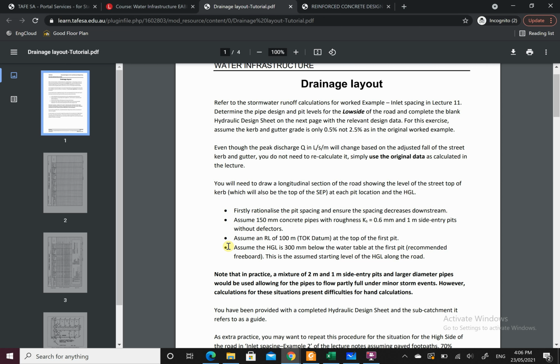Remember, our hydraulic grade line is the pressure line of our fluid in a pipe. If we were not to encapsulate that fluid, we'd expect to see it reach this level. By doing this, we're creating a buffer so that if something goes wrong, that pit is not going to overflow and spill into our street.